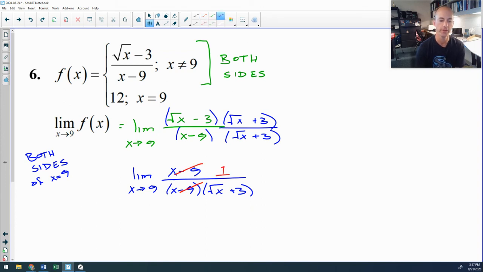That leaves a 1 in the numerator, and now I substitute the 9: 1 over the square root of 9 plus 3, and that ends up giving you an answer of 1/6.